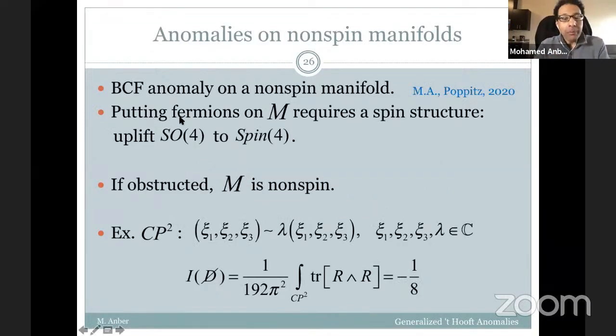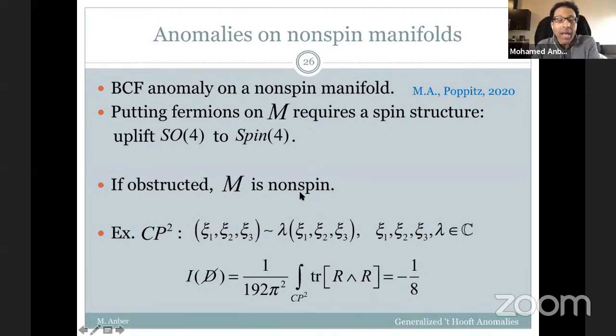So now, generally speaking, putting fermions on some manifold requires a spin structure. And by this, I mean that you should be able to lift the SO4 to a Spin4. If you can do that, we say that M admits a spin structure and M is spin. But sometimes you cannot do that. If this lifting is obstructed, we say that M is non-spin.